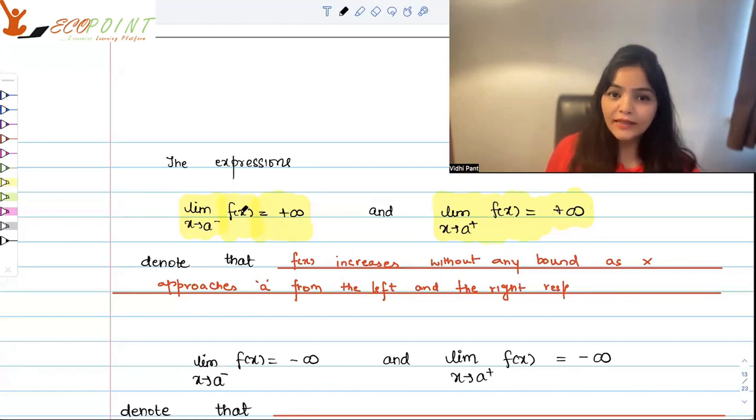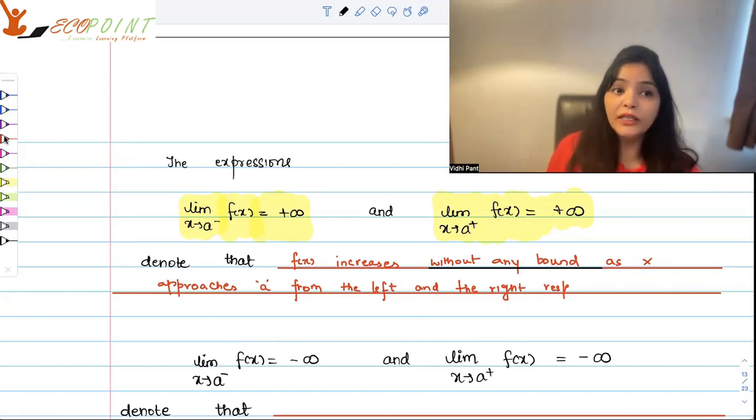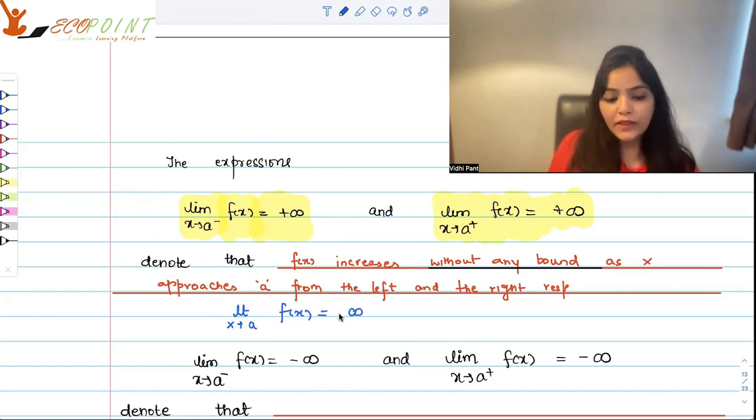It denotes that f(x) increases without any bound as x approaches a from the left as well as from the right, respectively. Okay, the two expressions. In here, we can even write down that limit as x tends to a, f(x) is equal to plus infinity, because for a minus this is happening, for a plus this is happening, whether it's left or right, so hence we can actually write it down.